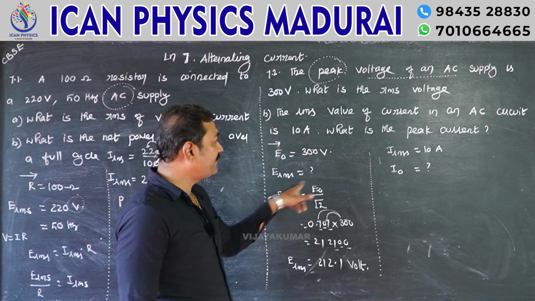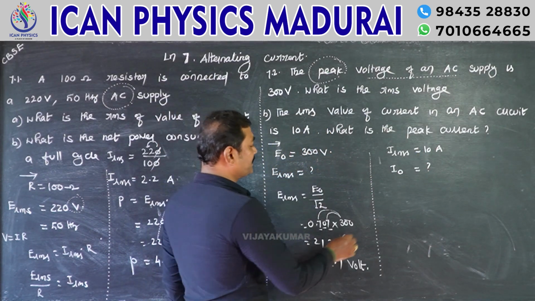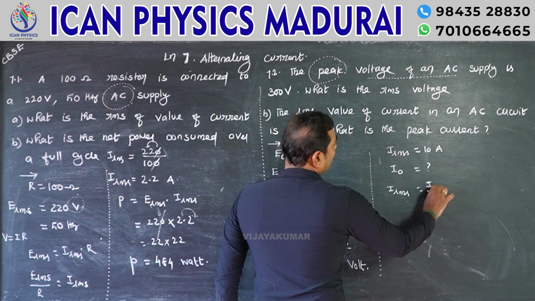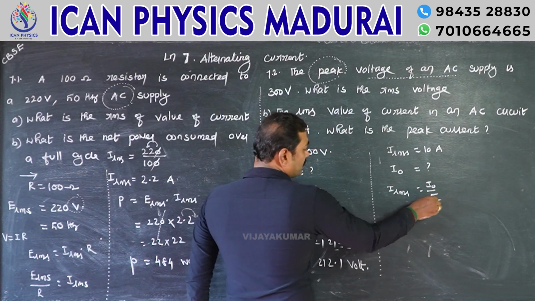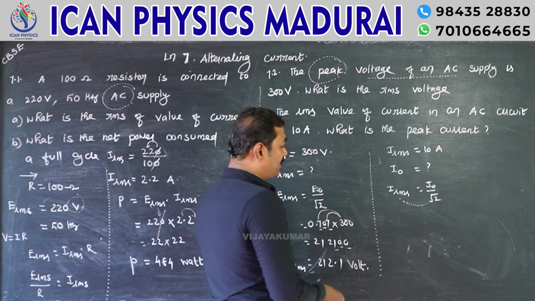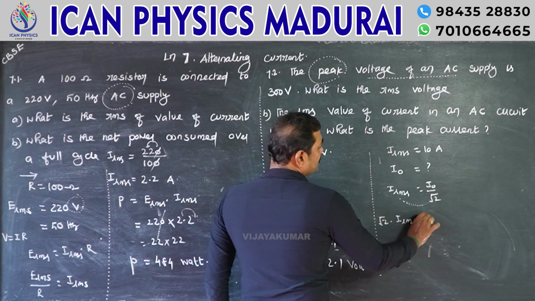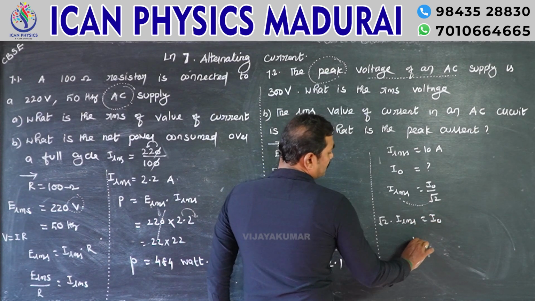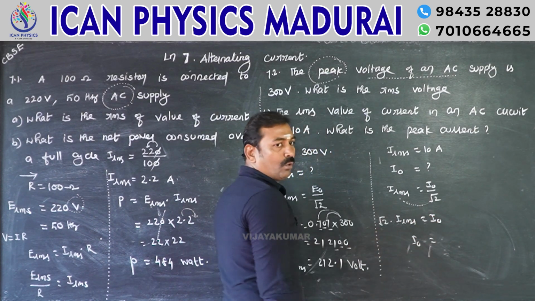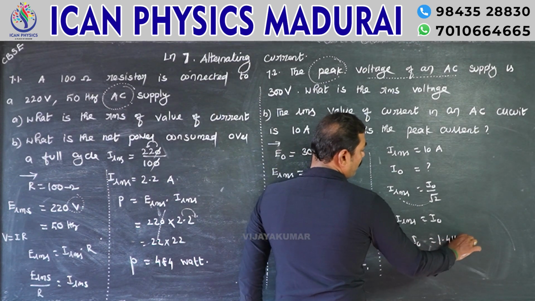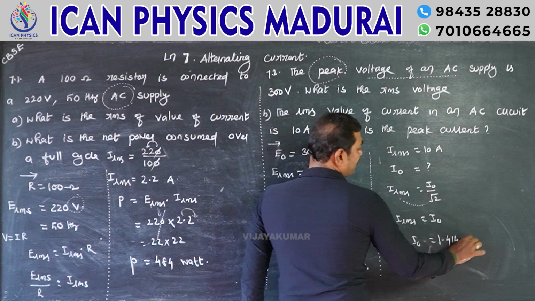Like that we can relate the formula for IRMS. So IRMS equals I0 by root 2. In the division, root 2 goes to the other side as multiplication. So root 2 times IRMS equals I0. So I0 equals root 2, and the value of root 2 is 1.414, into IRMS.